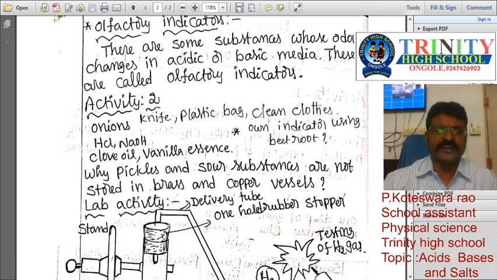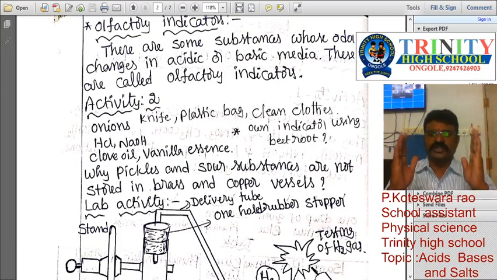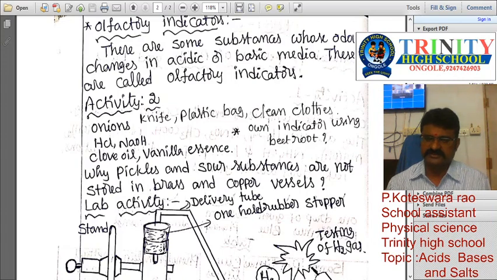What do you know about olfactory indicators? It is a most important 1 mark question. Olfactory indicators: there are some substances whose odor changes in acidic or basic media. These are called olfactory indicators. What is the meaning of odor? Odor is nothing but smell.